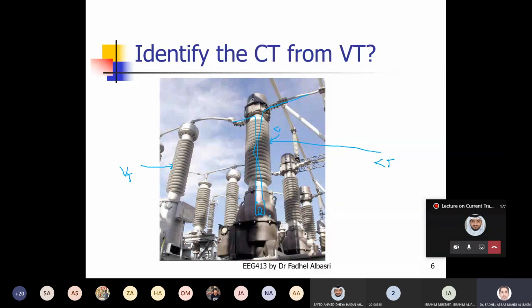And the secondary, it's a core here. I'll show later. So the secondary is a core. This is the core. The secondary is here, and they take the output here. So the red one is the core, the iron core, which is this part.